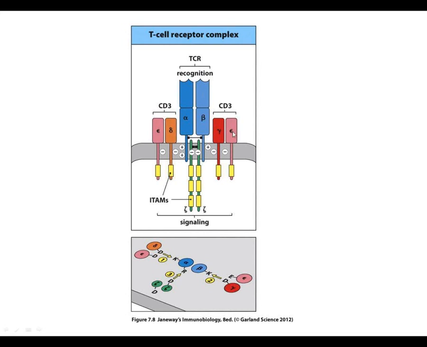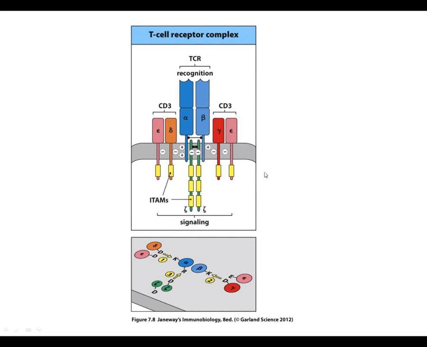So CD3 is made of a gamma, delta, and 2 epsilons, and then there are 2 zeta chains. Now in some texts, depending on what you're reading, it includes the zeta chain as part of the CD3. So the T-cell receptor complex is the T-cell receptor, CD3, plus zeta chains. Although if a text just says T-cell receptor plus CD3, well, it's including zeta chains in that CD3.